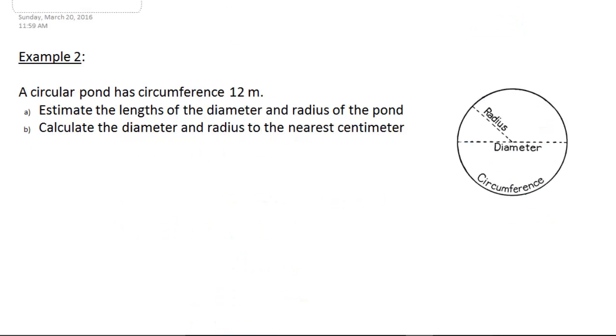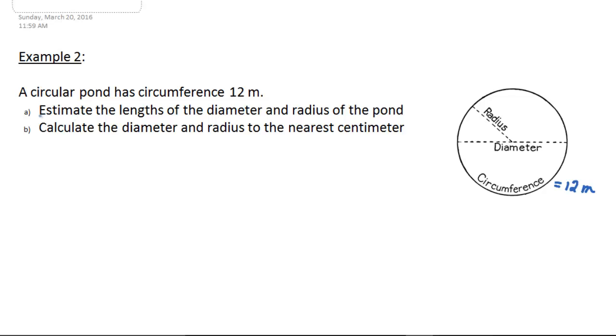Let's go to another example. Example 2: a circular pond has a circumference of 12 meters. So the C here, the circumference, equals 12 meters. And this is the opposite of the other example. We are not searching for the circumference, but we know it. Estimate the lengths of the diameter and radius of the pond.